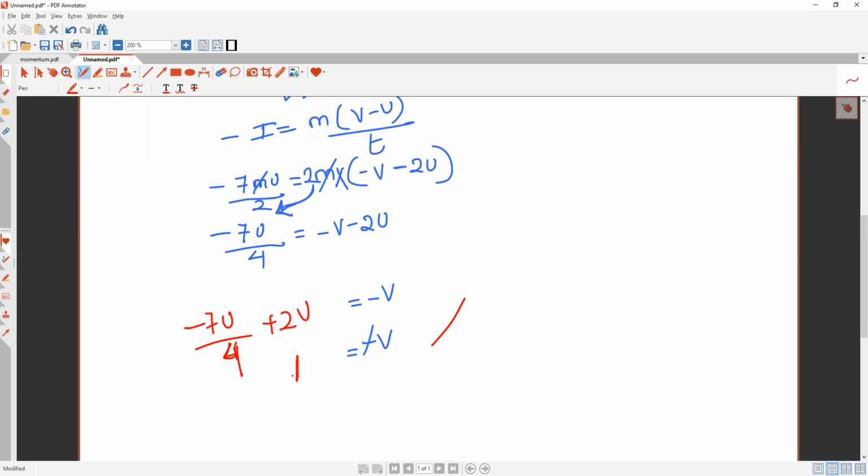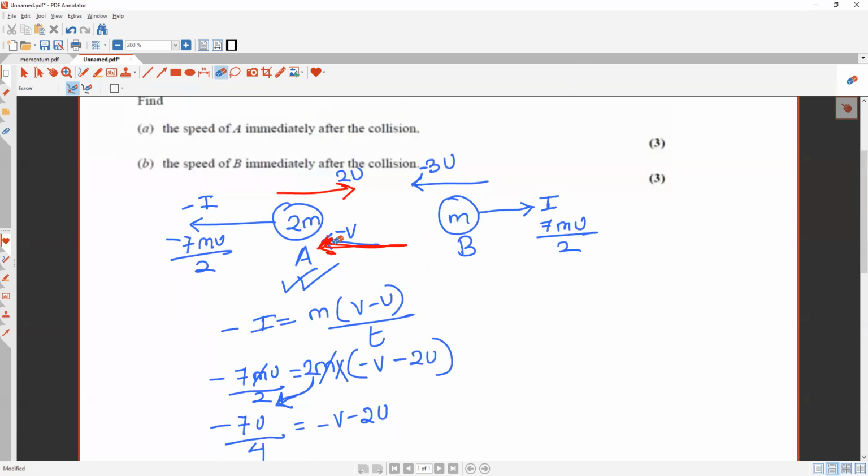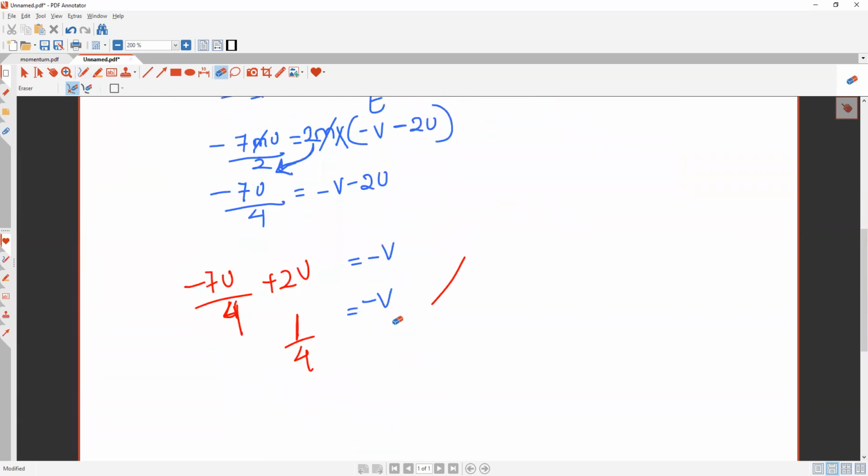So that means my direction is wrong, because my answer is coming negative. Whatever direction I gave here is actually wrong. A did not change its direction. Why? Because based on my assumption, my answer came negative.